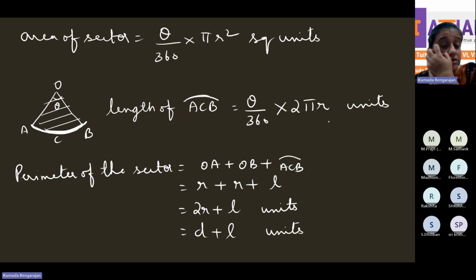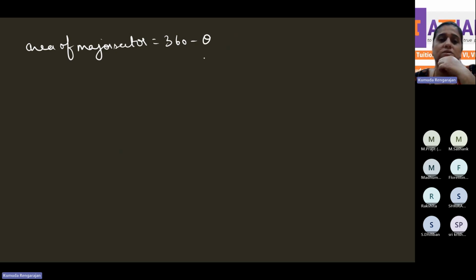The formula we've given here does not mention whether it is major or minor, but we normally assume this to be a minor sector. So the formula for the area of a major sector: you should take the major sector angle, 360 minus theta. The area of the major sector will be some fraction of pi r square. The angle in the major sector is 360 minus theta, so the area is 360 minus theta divided by 360 into pi r square square units.